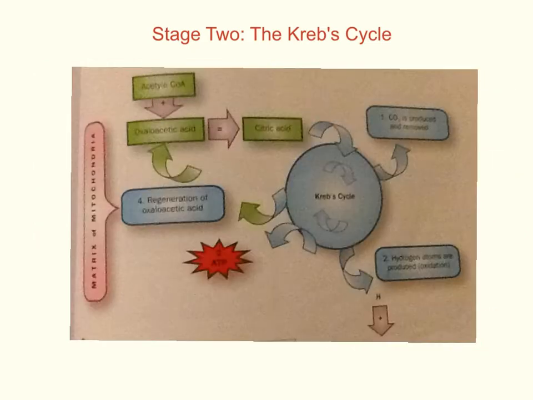The first event to take place is that carbon dioxide is produced and removed via the lungs, where gas exchange will occur. The second event is that hydrogen atoms are removed, in a process known as oxidation. The third event is that energy is produced to resynthesize 2 molecules of ATP, similar to aerobic glycolysis. And the fourth and final event that takes place in the Krebs cycle is that the oxaloacetic acid that was initially formed will regenerate in order for the Krebs cycle to occur again.